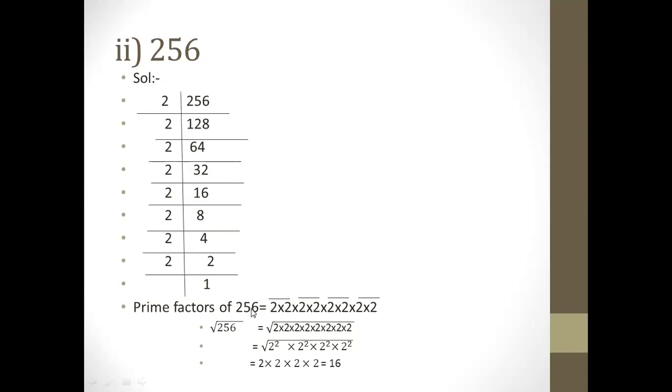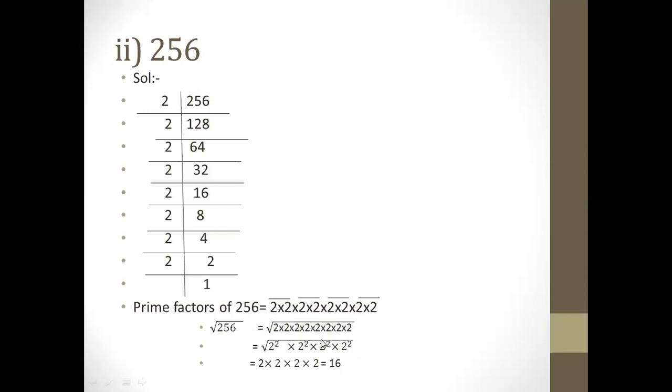So the prime factors of 256: how many times is 2? 1, 2, 3, 4, 5, 6, 7, 8. 8 times 2, so you write 8 times 2 here. When you write 8 times 2, you make pairs by putting these bars. Pair means that two numbers combine: these two numbers, then these two numbers, then these two numbers. When you write it in the square root, it will be 2 power 2, 2 power 2, and so on. How many pairs do we have? 1, 2, 3, 4. So you write 2 four times, each having power 2.